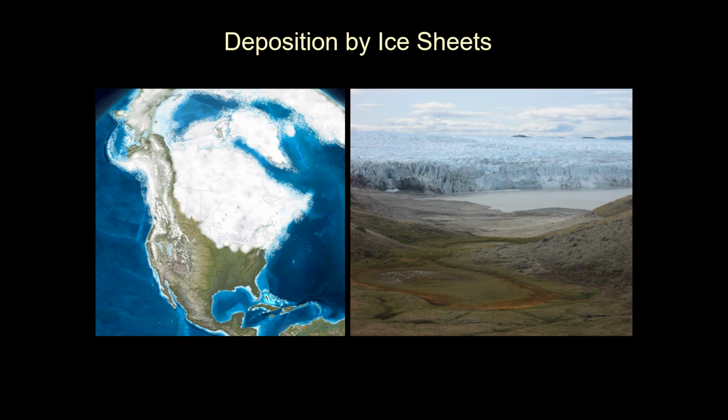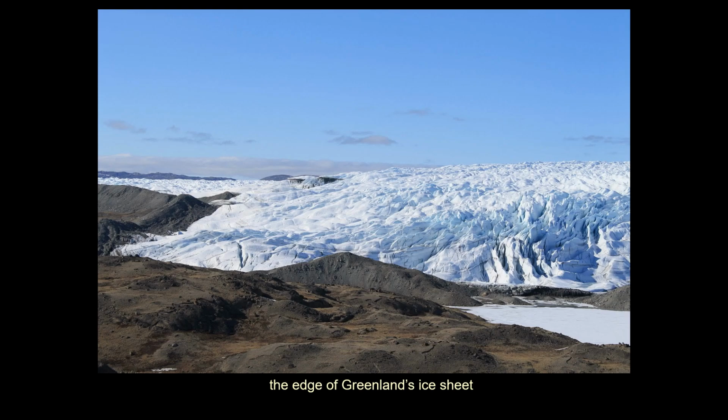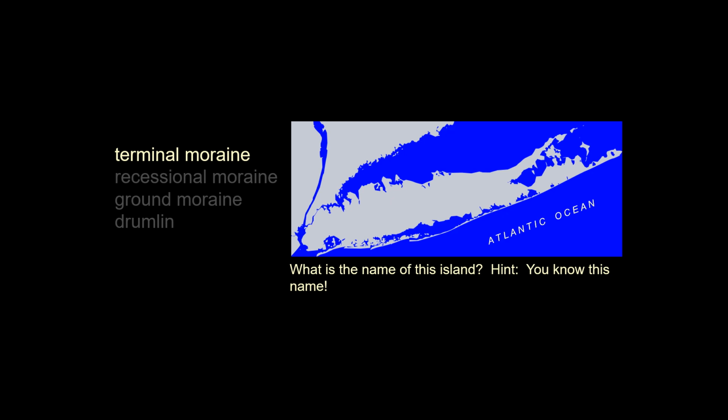Okay, so deposition by ice sheets, the stuff that was left behind. I like this slide because it illustrates the maximum extent of the Laurentide ice sheet. And then the slide at right, that's not the Laurentide ice sheet, but it gives you a feel for what it might have looked like as the ice sheet was beginning to recede a little bit. We can also see that here in the edge of Greenland's ice sheet. So we can imagine what it might have looked like 10,000 years ago. A couple of things happened as the ice sheets began to retreat, or at least during the time when they were depositing material, they were leaving stuff behind.